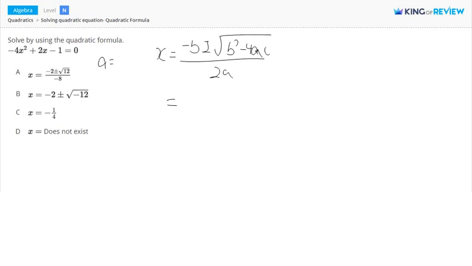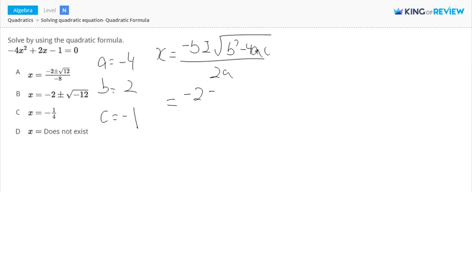Our a value for this equation is going to be negative 4. Our b value is going to be 2. And our c value is going to be negative 1. So, if we plug in all of these values, what do we get?